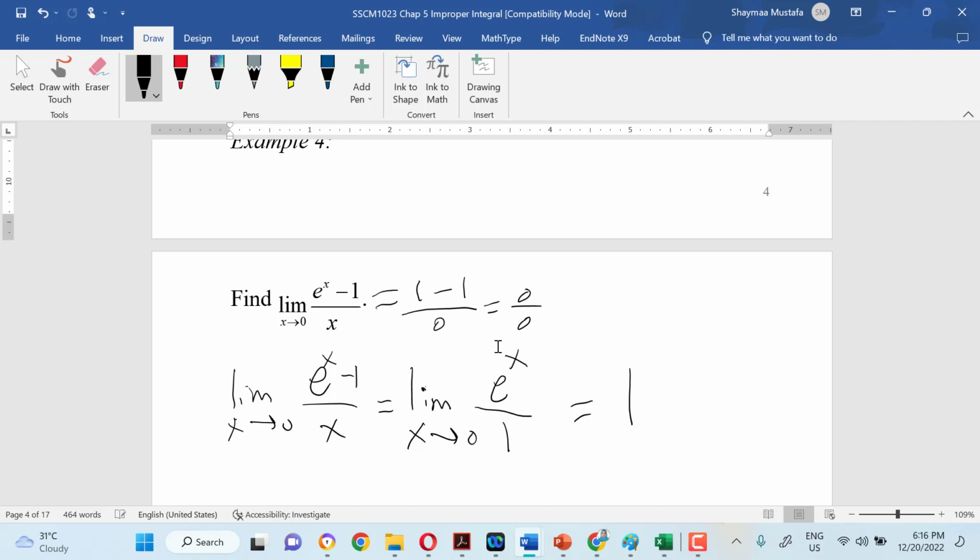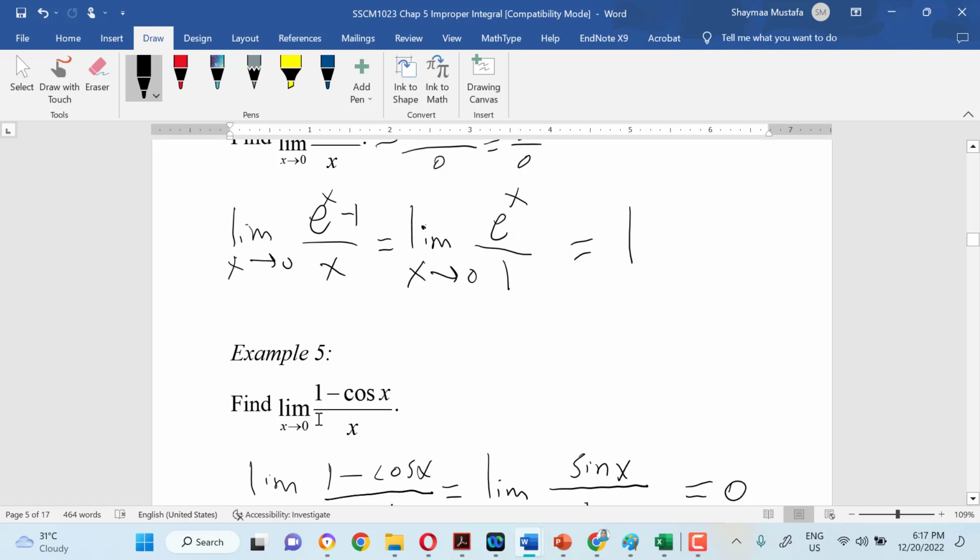0 over 0 is undefined, so I will apply L'Hopital's rule, which means I take the derivative of the function e^x minus 1 and the derivative of the function x. The derivative of e^x is itself, minus 1, the derivative of a constant, is 0, over the derivative of x, which is 1. Now substitute 0: e to the 0 is 1. So the limit is 1.